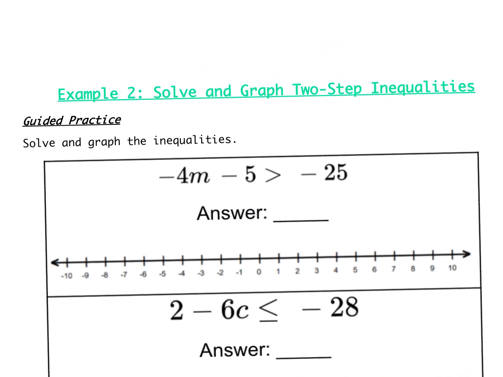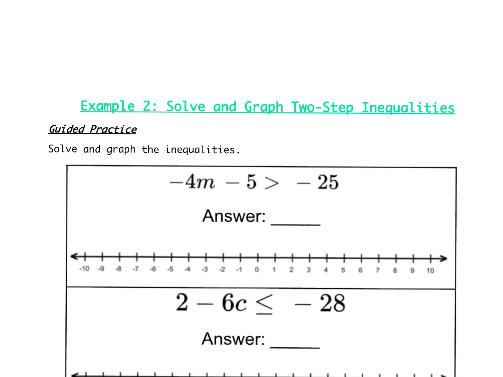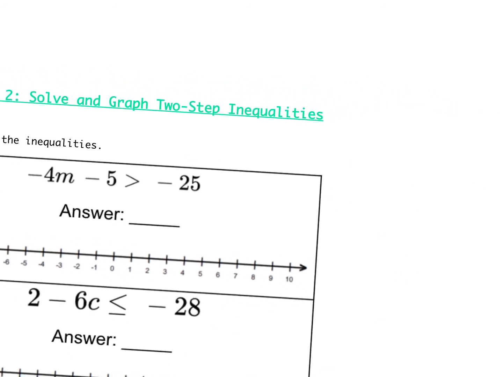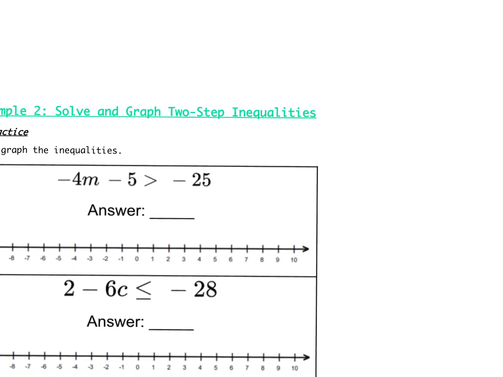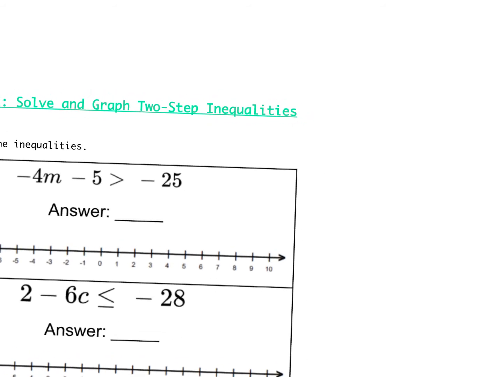So we'll start with the first one. We have negative 4m minus 5 is greater than negative 25. Now, I understand that there's not a lot of space on here to write. I'm actually going to write off to the side. If you want to do a separate sheet of paper, you can do it somewhere else. I get that I should have made more space. My bad, guys. So let's start off over here. I'm just going to rewrite it. Negative 4m minus 5 is greater than negative 25.